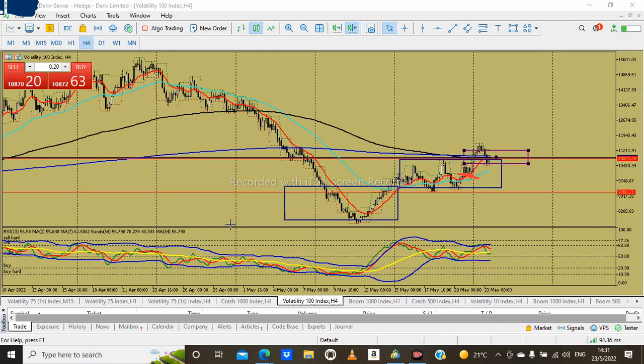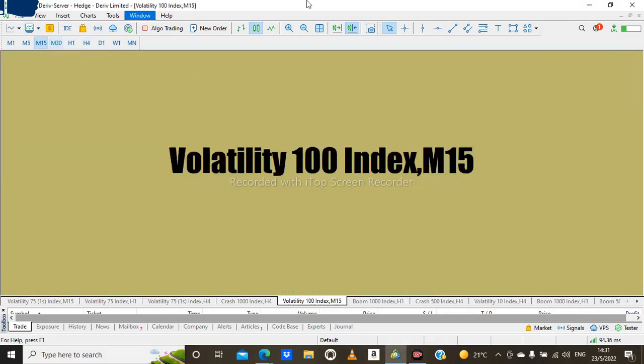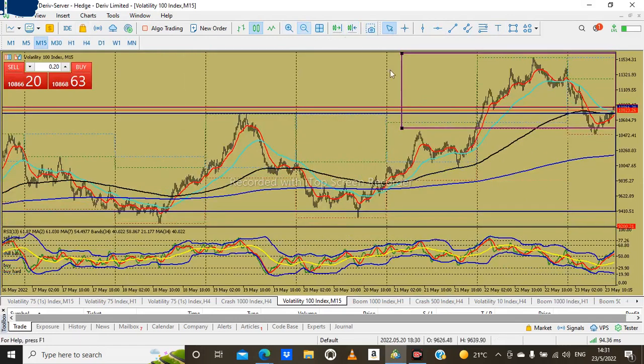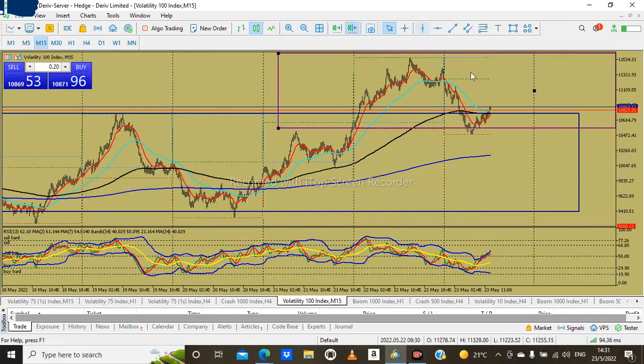I would like to go on smaller time frames. Let's go on smaller time frames. And I want us to pay special attention to this thing. What is price doing there in that purple box? Let's go on M15. Okay, this is M15. This is the box that I wanted to see. Wow, this is beautiful. This is a lot of money.